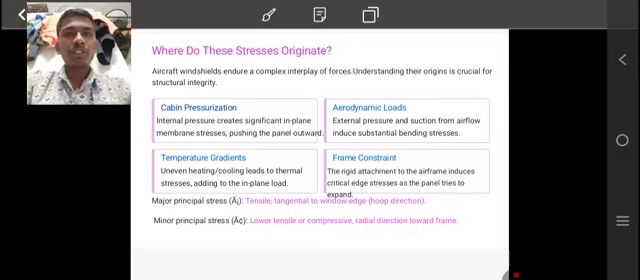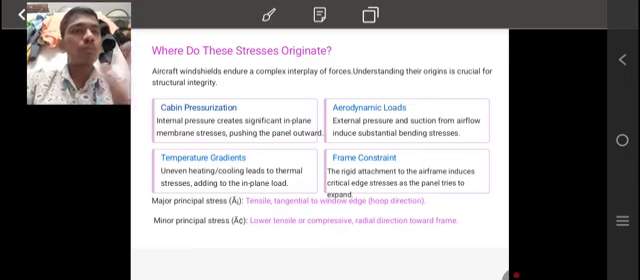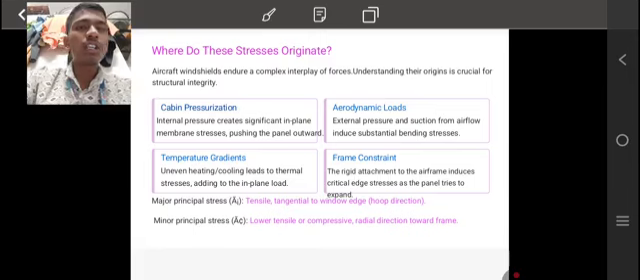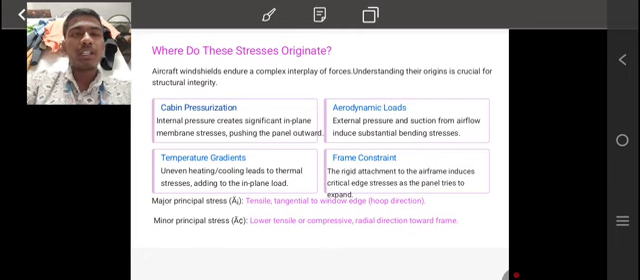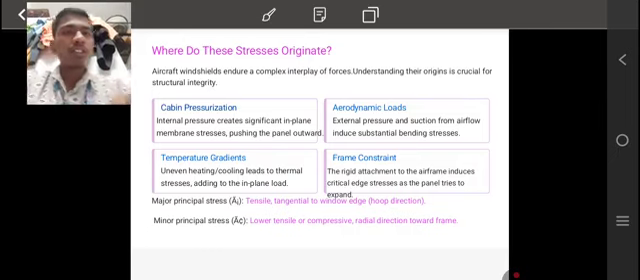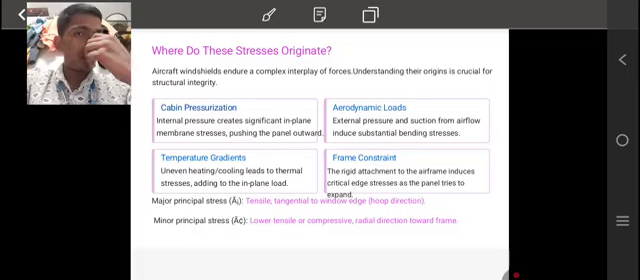Where do the stresses originate? Aircraft windshields endure a complex interplay of forces. Understanding their origin is critical for structural integrity. Now we see where the stresses occur, where load is applied due to airflow and cabin pressurization.